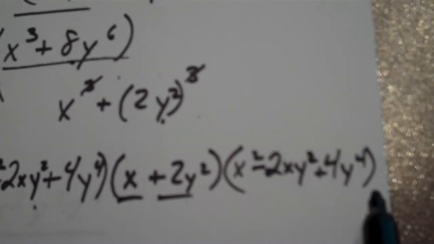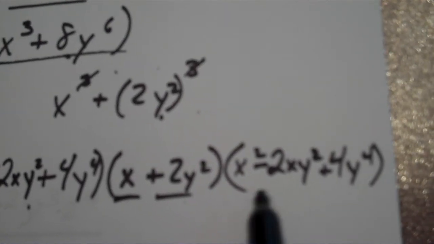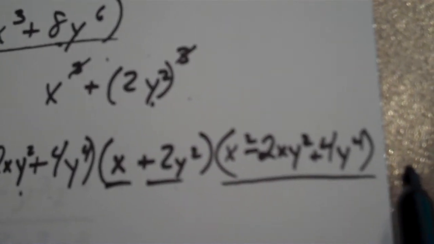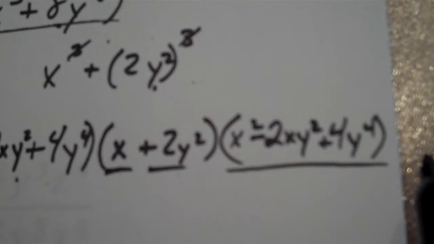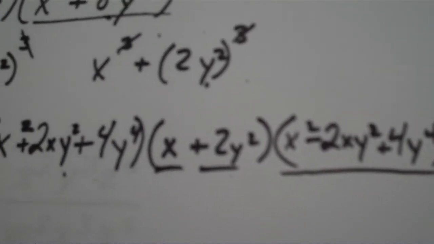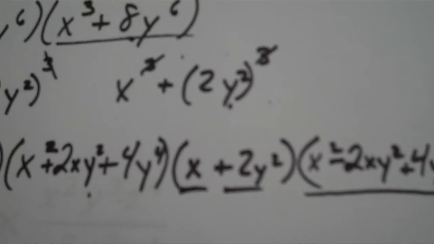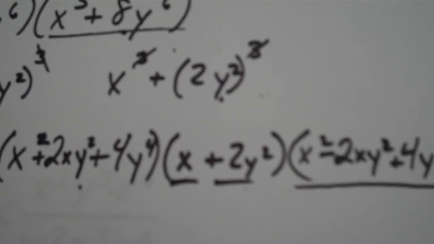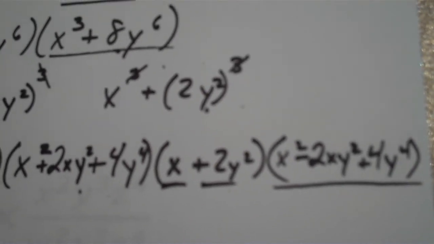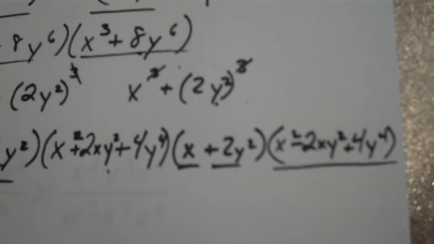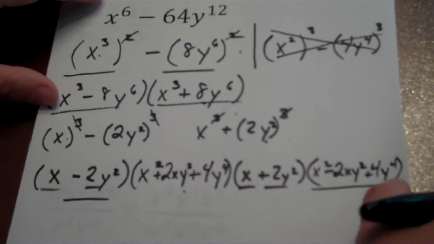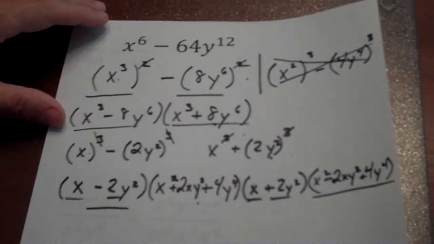Whenever you do the difference of cubes, folks, or the sum of cubes, this trinomial that you're left with will never factor, assuming that you took my advice at the very beginning and did the difference of squares first. That would be the only time that it's an exception. But generally speaking, sums of cubes, difference of cubes, your trinomial will never factor.